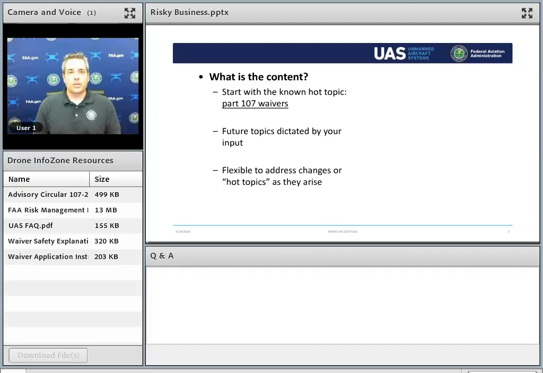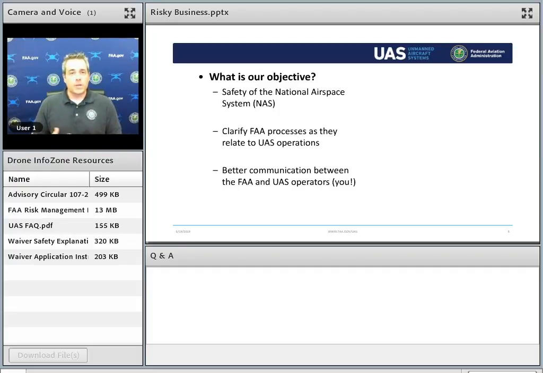We're starting with the big hot topic, which is waivers. We want to get the information out to you to help you ensure you have a successful waiver application. Beyond that, we're going to change gears based on the input we get from you in terms of what you want to talk about. Is that airspace? Is that lands? Let us know what you'd like to see in future webinars.